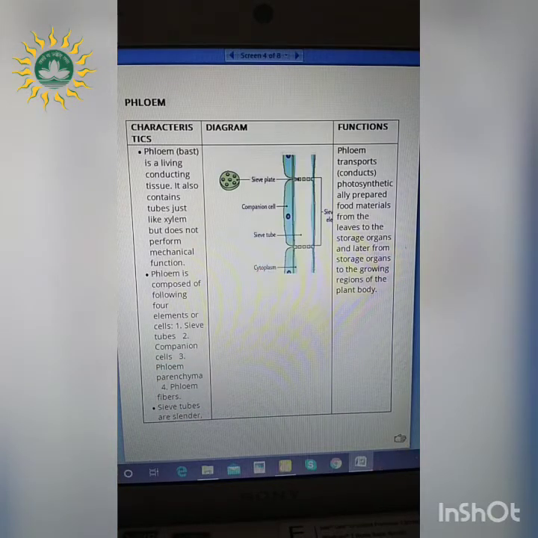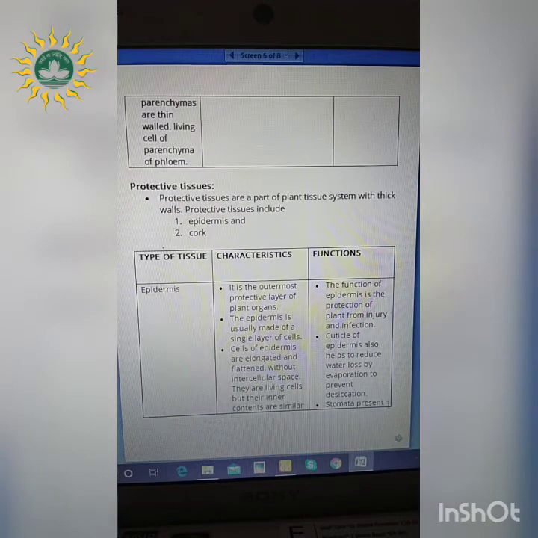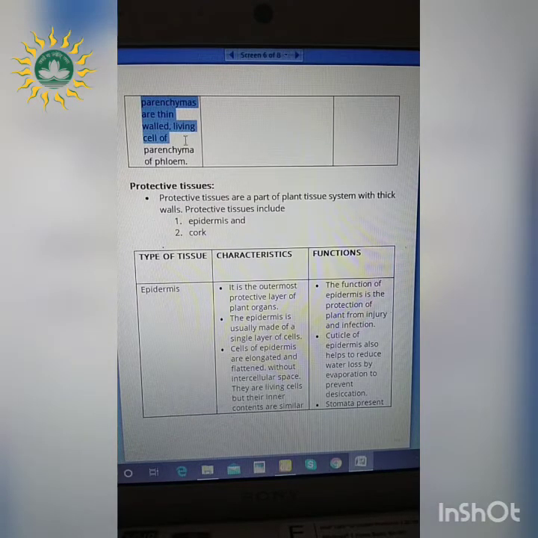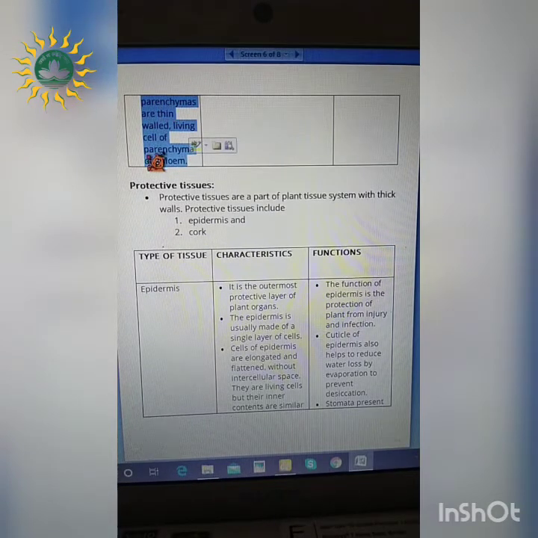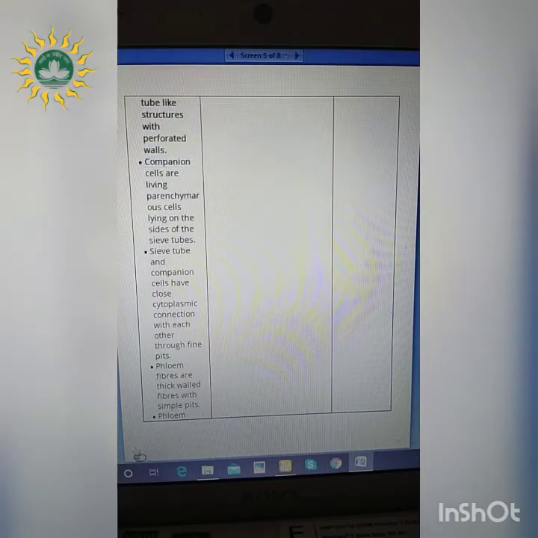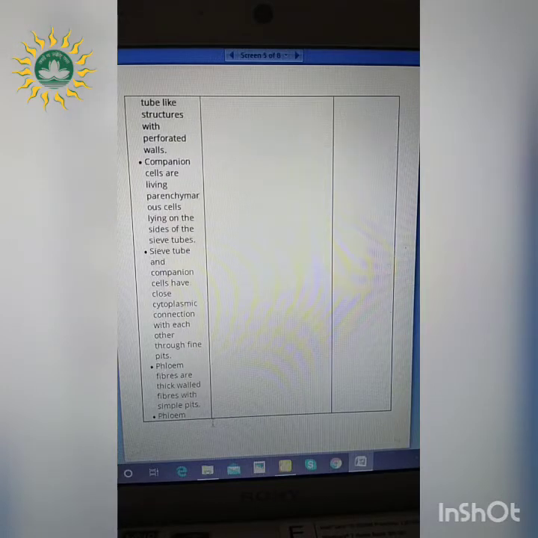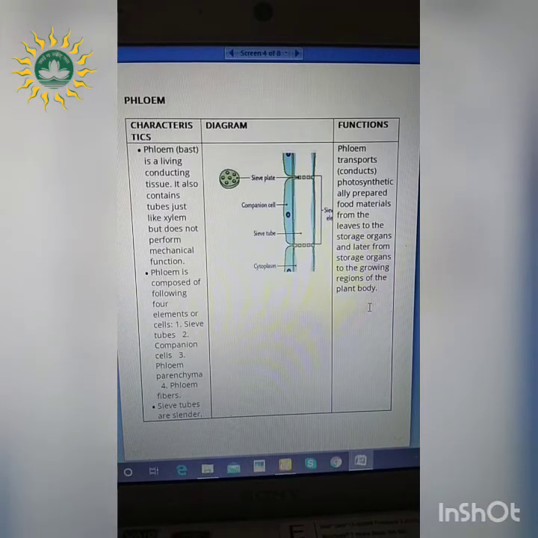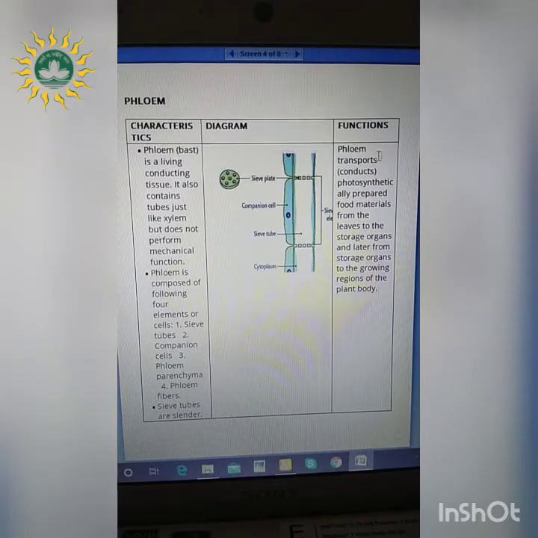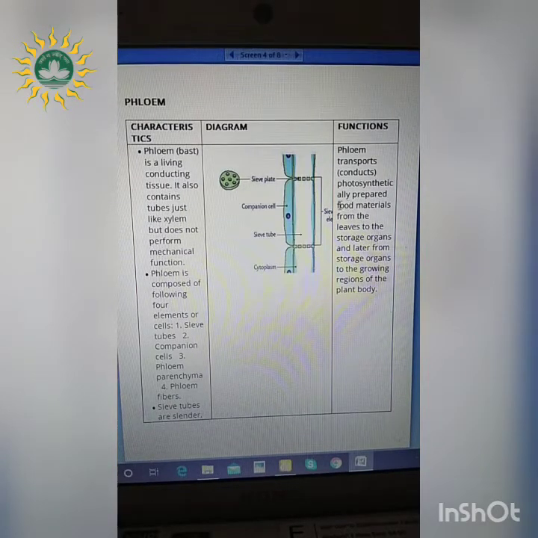Okay. Next one. The phloem parenchyma are thin-walled living cells of parenchyma of phloem. So these are again like that of xylem. These are the living parenchymatous cells. Next, coming to the functions, the phloem conducts the photosynthetically prepared food materials from the leaves to the storage organs. What previously we have seen in xylem, it is transporting the water mainly, right? But in case of phloem, it is transporting the food materials from the leaves to the storage organs and later from the storage organs to the growing regions of the plant body.